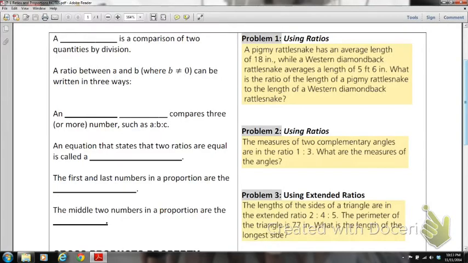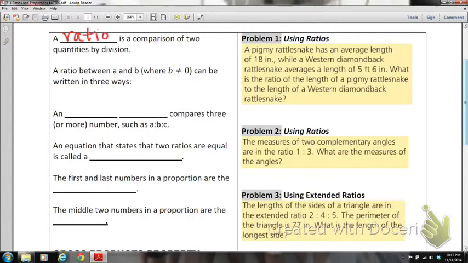This lesson is about ratios and proportions. The objective is to write ratios and to solve proportions. So what is a ratio? A ratio is a comparison of two quantities by division.